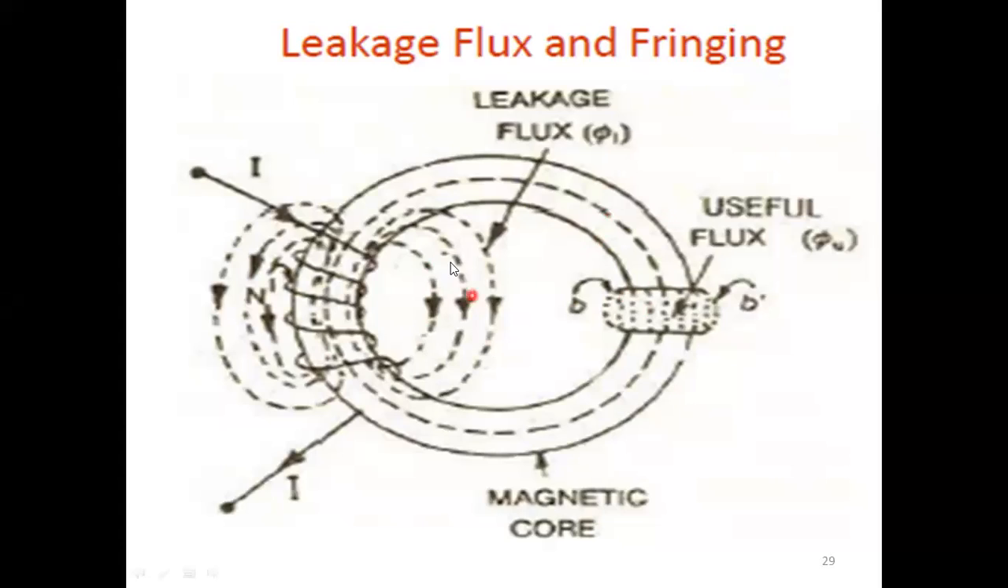This leakage flux we are going to call phi L. Leakage flux will be phi L, and useful flux we are going to call phi u. What is the total flux of this circuit? Phi equal to phi L plus phi u, leakage plus useful.